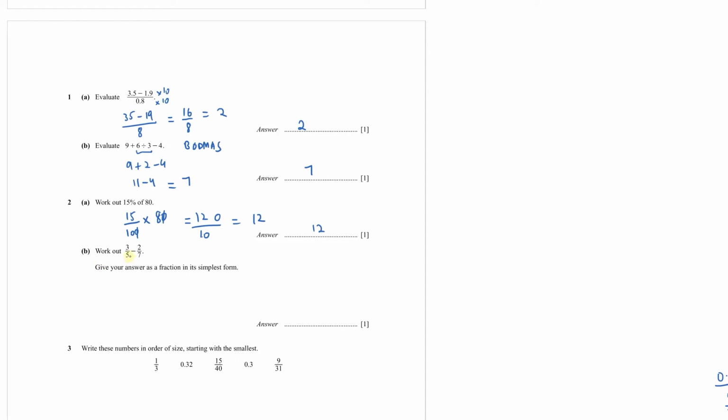Work out 3 by 5 minus 2 by 7, giving your answer as a fraction in its simplest form. Since 5 and 7 do not have any common factors, my LCM will be 35. Since I multiplied by 7 here, I will multiply by 7 in the numerator. 7 times 3 is 21 minus, I multiplied 7 by 5, so I have to multiply 2 by 5 as well. So 2 times 5 is 10. So 21 minus 10 is 11 over 35. And you cannot simplify it any further, so the answer is 11 over 35.